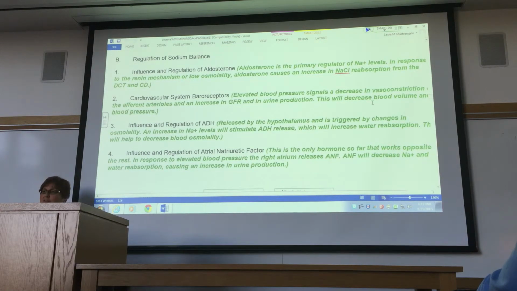So, repetitive: aldosterone regulates sodium levels. So if you have low extracellular sodium, it's going to cause an increase in aldosterone secretion from the adrenal glands, which will increase sodium and chloride reabsorption. Water will follow. Also, if you have a high osmolarity, so that would usually be high sodium, that's going to cause an increase in ADH, which will cause increase in water reabsorption.